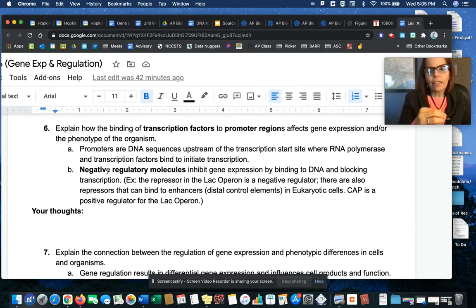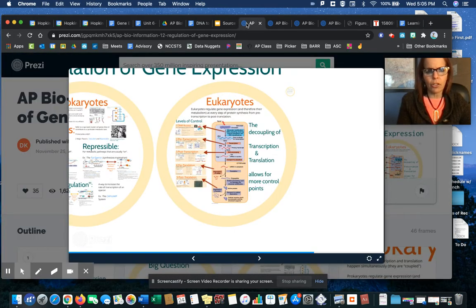Negative regulatory molecules. We're talking about negative control, negative feedback, inhibit gene expression by binding to DNA and blocking transcription. So an example of that, I added this, it isn't in the College Board, the repressor that grabs onto the lac operon, that's a negative regulator. There are also repressors that can bind to enhancers, and I wanted to show you that to remind you.